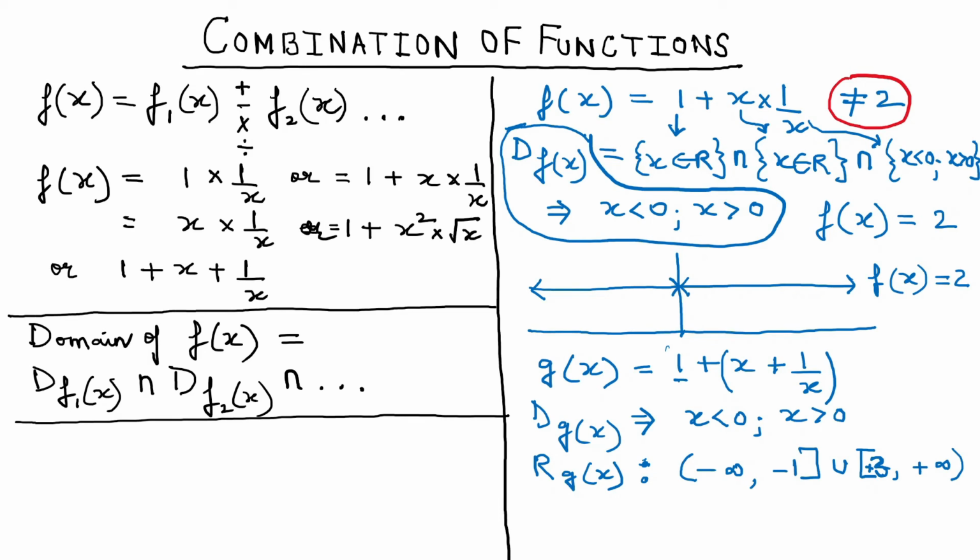What is the minimum value of x plus 1 by x that you can get when x is positive? It is 2, and when you add 1 to it, it is 3. And what is the maximum value that you can get for x plus 1 by x when x is greater than 0? That is plus infinity.